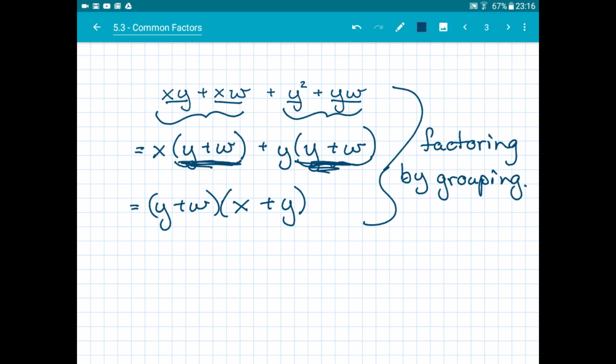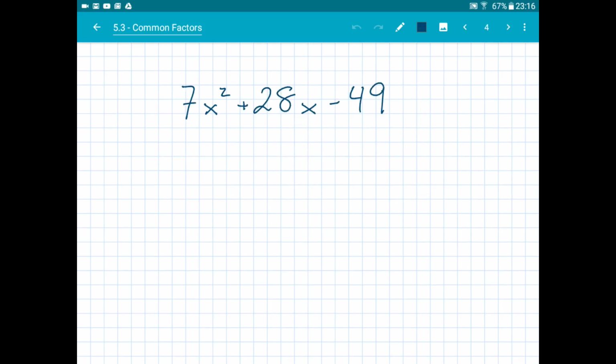Okay, so it's important you know the terminology. You could be asked, factor the following by grouping. Let's go take a look at one more.